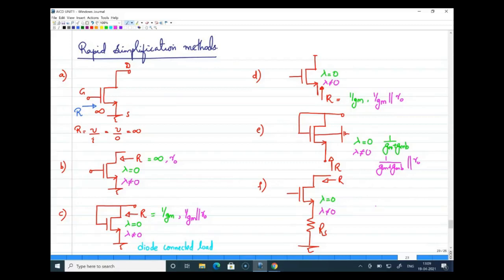Can I get an answer from one of you? Let me check with Akash. Yes, are you there? Akash, can you tell me what will be the resistance looking at the drain when there is a source resistance Rs without lambda? When your lambda is equal to 0. Or tell me when including lambda, lambda not equal to 0, what is the value?